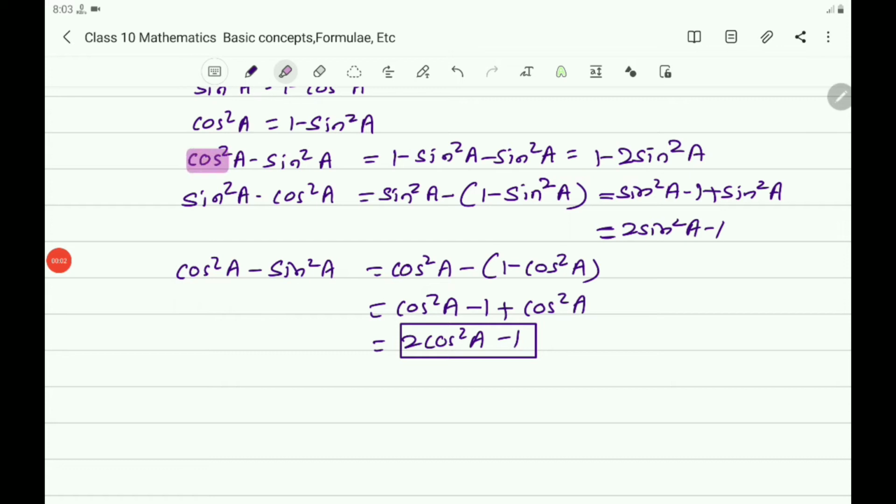So this cos square A minus sin square A can be written in two forms. One is this one, other one is this one. So cos square A minus sin square A equals 1 minus 2 sin square A, and 2 cos square A minus 1. Then sin square A minus cos square A can be written as 2 sin square A minus 1. So you must keep in your mind this relation.